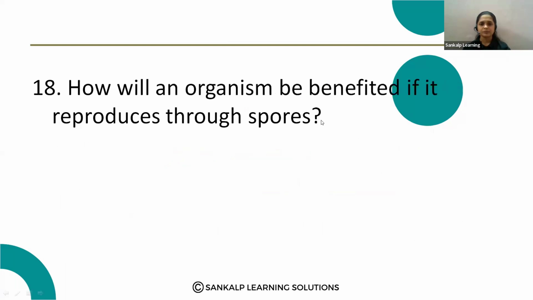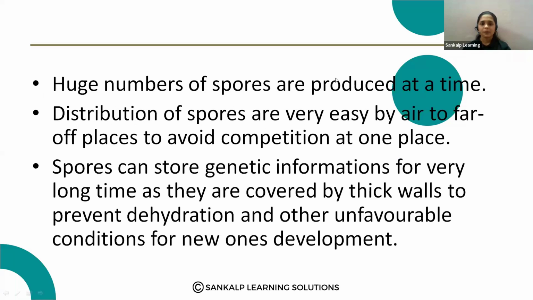Next question. How will an organism be benefited if it reproduces through spores? We can observe some asexual type of reproduction takes place in organisms through the spores. So in which organism do you observe the production of the spores? In which organism? Rhizopus.